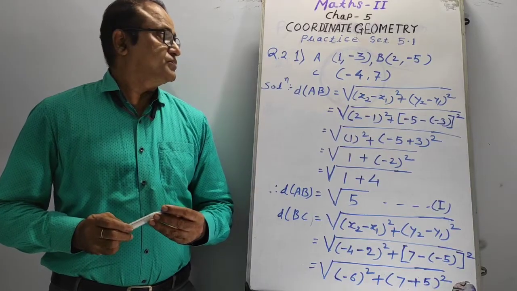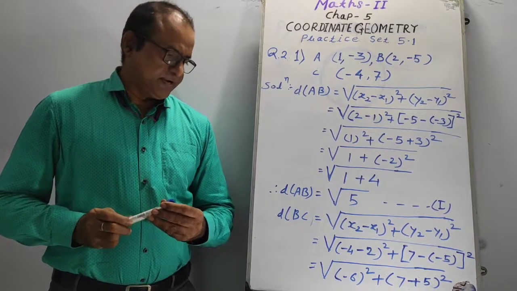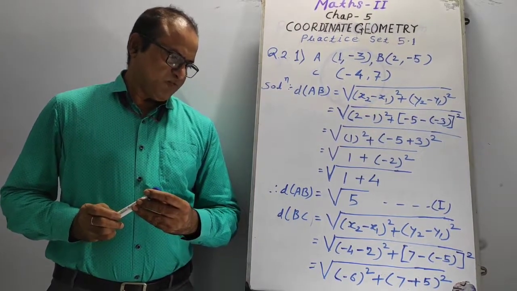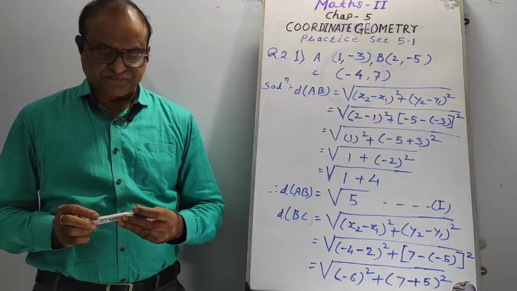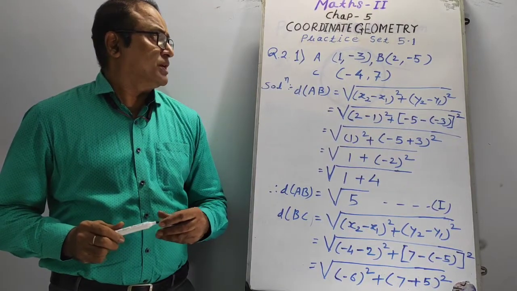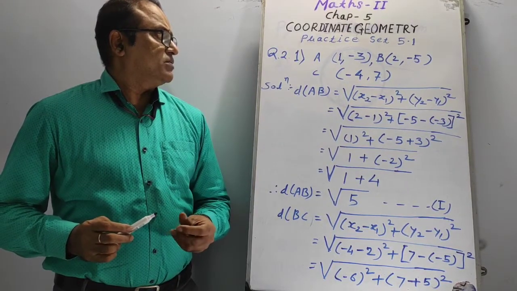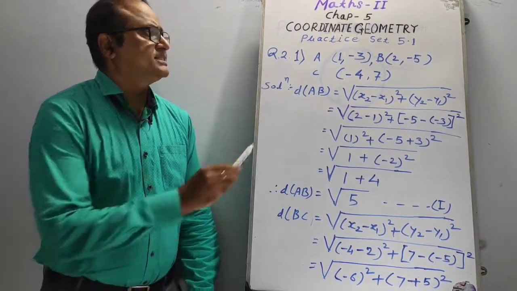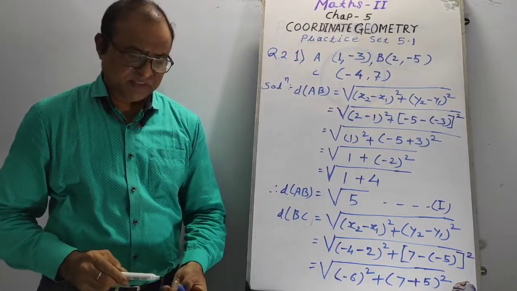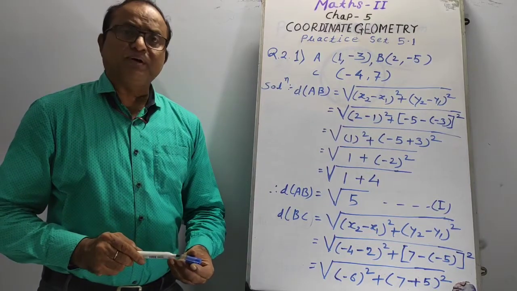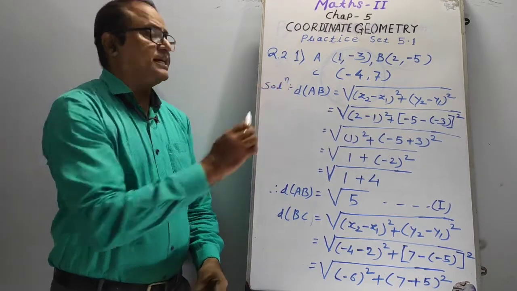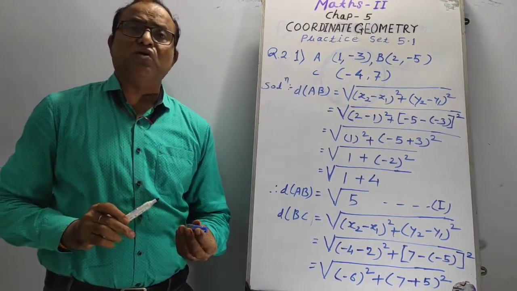Next question, question number 2. I am reading question number 2. You listen to it carefully. Determine whether the points are collinear or not. I am taking example number 1. A(1, -3), B(2, -5) and C(-4, 7). In this example, we have to find whether the given points are collinear or not.